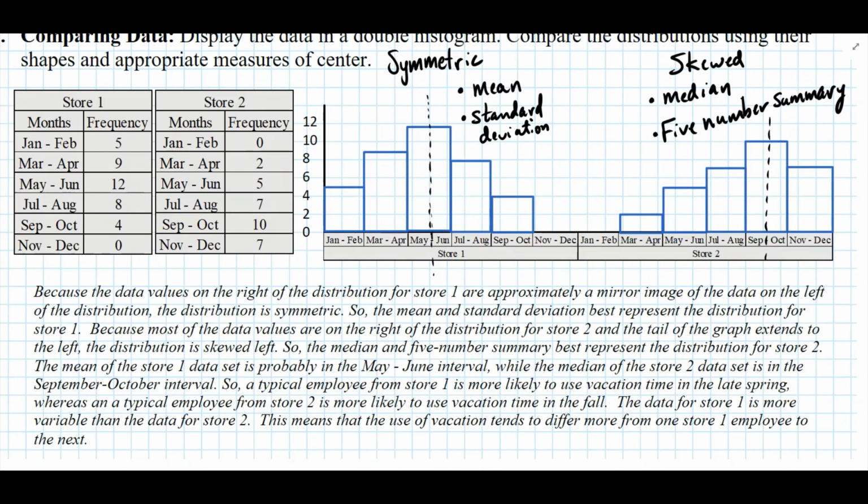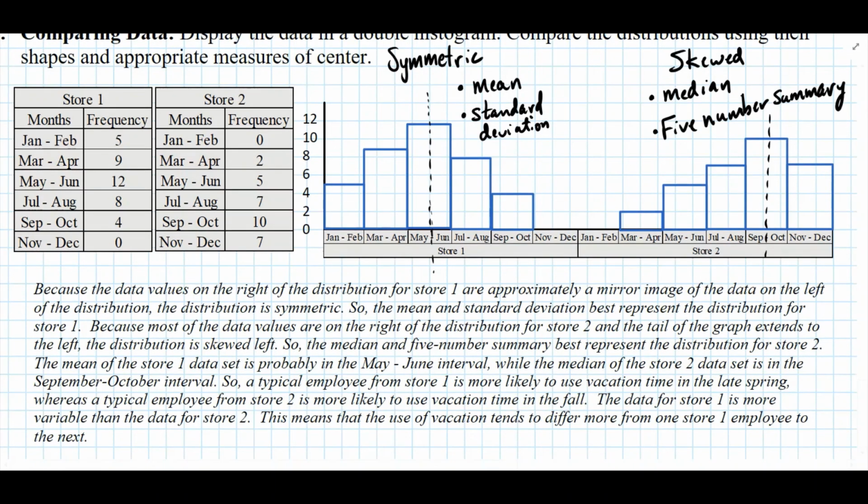The mean of store 1 dataset is probably in the May to June interval, while the median of the store 2 dataset is in the September-October interval. So a typical employee from store 1 is more likely to use vacation time in the late spring, whereas a typical employee from store 2 is more likely to use vacation time in the fall. The data for store 1 is more variable than the data for store 2. This means that the use of vacation tends to differ more from one store 1 employee to the next.